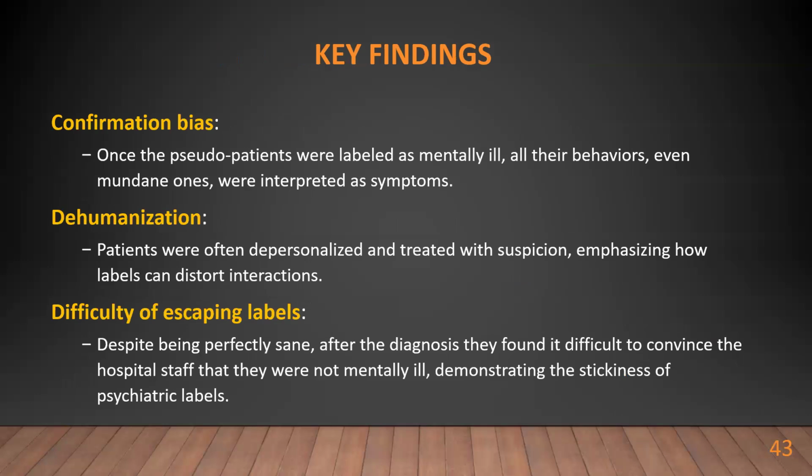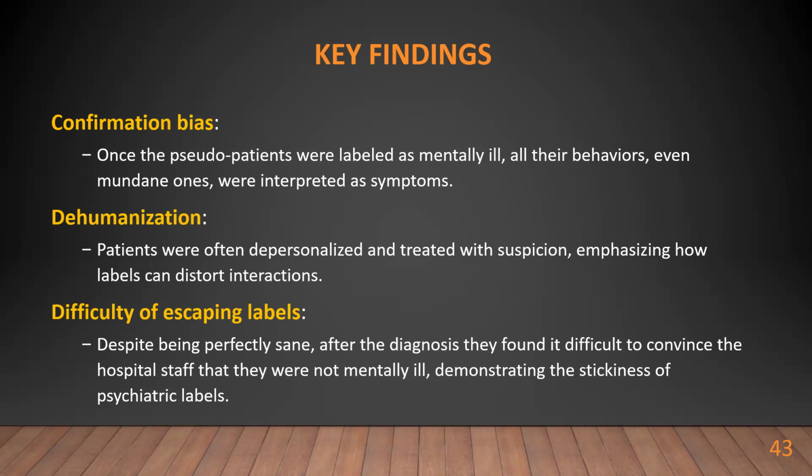So the key findings are the following: the confirmation bias. Once the pseudo-patients were labeled mentally ill, all their behaviors, even the mundane ones, were interpreted as symptoms. Dehumanization. Patients were often depersonalized and treated with suspicion, emphasizing how labels can distort interactions. And third, difficulty of escaping labels. Despite being perfectly sane, after the diagnosis, they found it difficult to convince the hospital staff that they were not mentally ill, demonstrating the stickiness of psychiatric labels.